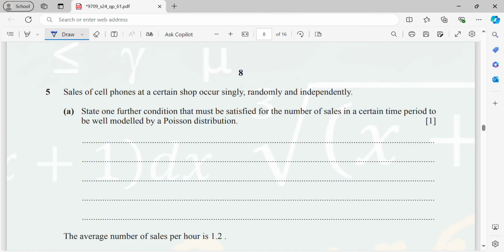Question number 5. Sales of cell phones at a certain shop occur singly, randomly, and independently. Now A, state one further condition that must be satisfied for the number of sales in a certain time period to be well modeled by a Poisson distribution. Okay, other than random and independent, we have one more condition, that is constant average rate, or constant lambda value.